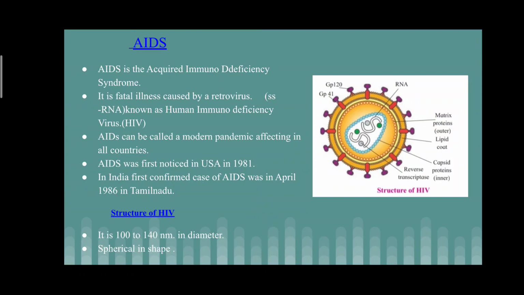AIDS can be called a modern pandemic affecting all countries. It was first noticed in the USA in 1981. But in India, the first confirmed case of AIDS was in April 1986 in Tamil Nadu. Then we study the structure of HIV. So, see in the diagram how the virus is seen diagrammatically.